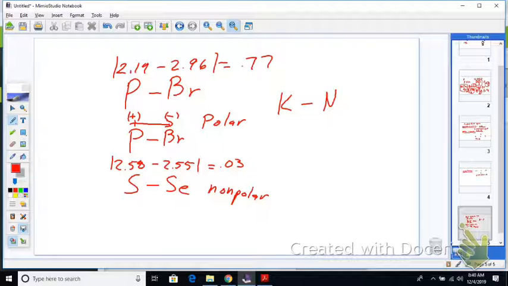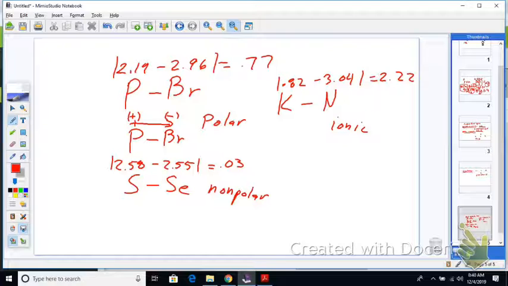So that's a metal, K. And that's a nonmetal, N. So 90% of the time, they're going to end up being ionic. Okay? So K is 0.82. Nitrogen is 3.04. Okay, and the difference between the two is what? 2.22? This is ionic.